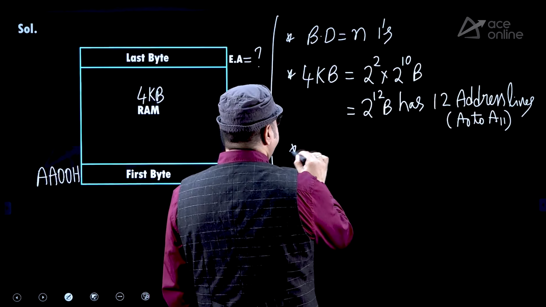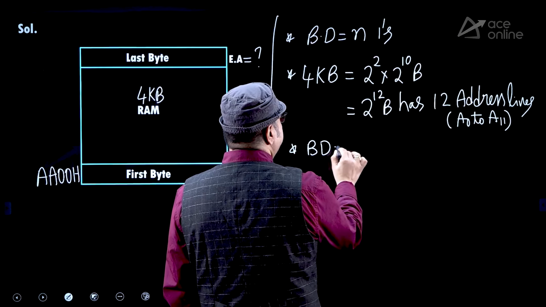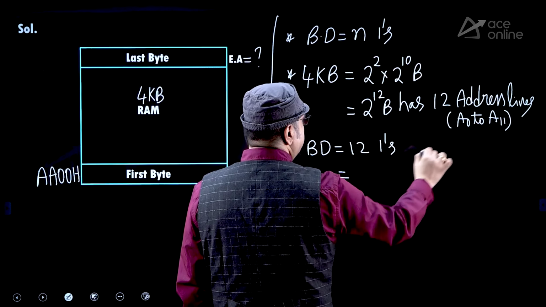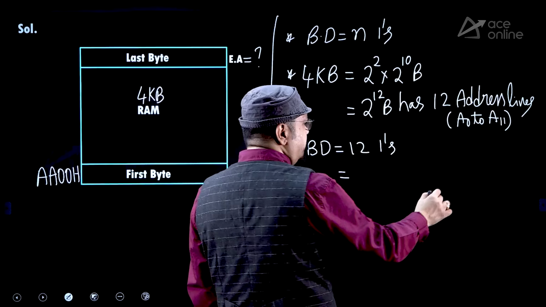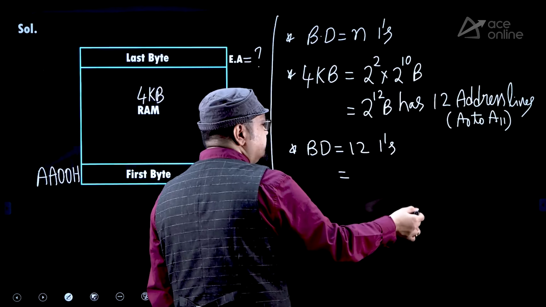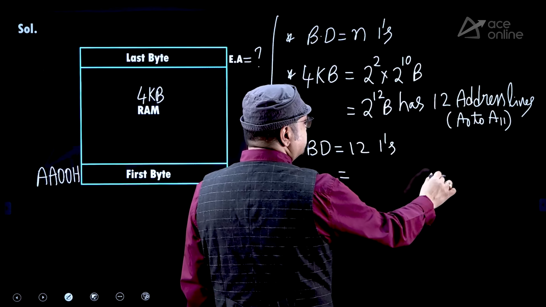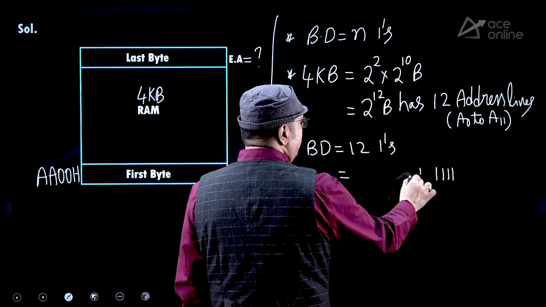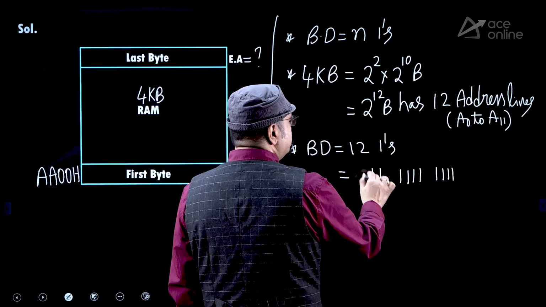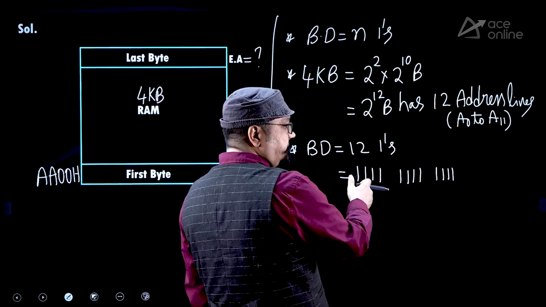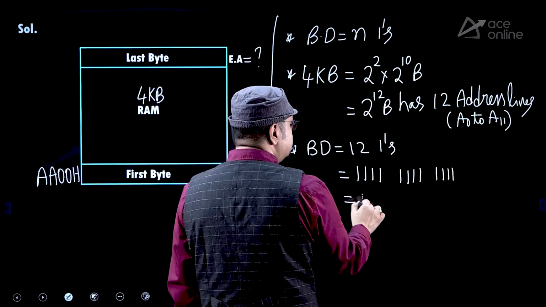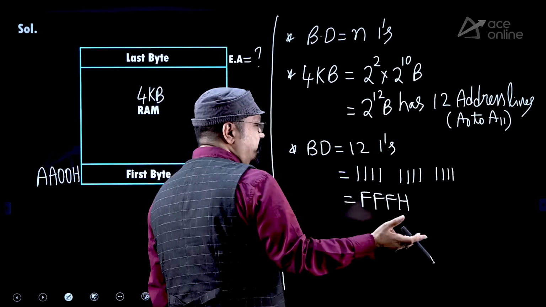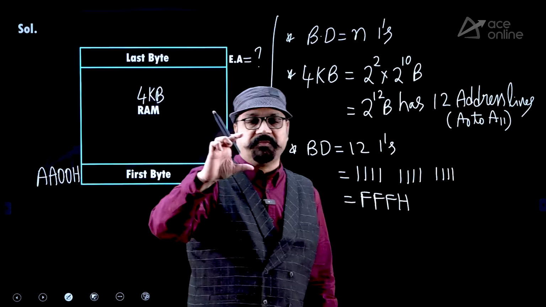So what is its byte difference? Byte difference of 4 KB is 12 ones. 12 ones, and we try to represent them in hexadecimal. From the LSB onwards, while writing itself, let me group 4 ones: 1, 2, 3, 4. That is F hexa. 1, 2, 3, 4. 1, 2, 3, 4. From LSB onwards I will group, not from the MSB side. So what is this number in hexadecimal? FFF hexa. Normally, everyone knows 4 KB means the byte difference is FFF.